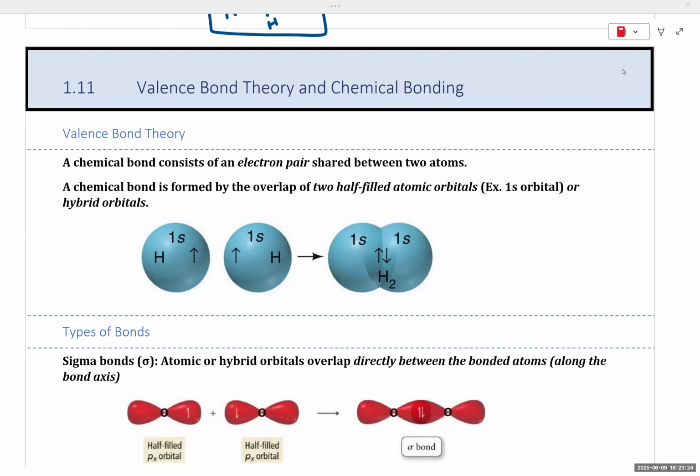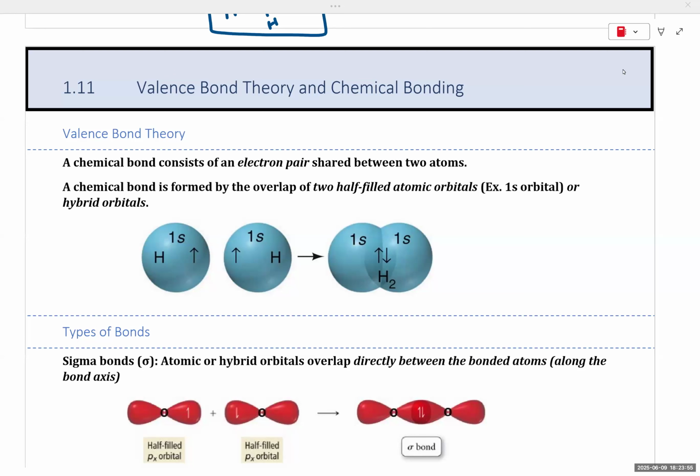Continuing on with the Chapter 1 lecture for Chem 112, we're now going to be discussing the idea of valence bond theory and chemical bonding. This is really critical to understanding bonding at a more fundamental level, and we'll be applying principles from valence bond theory throughout the remaining chapters in organic chemistry. So, what is valence bond theory?